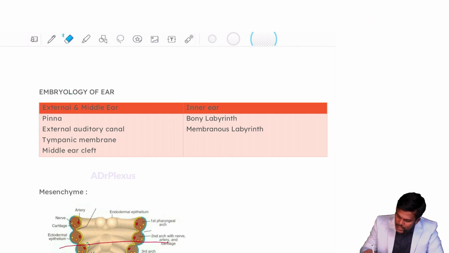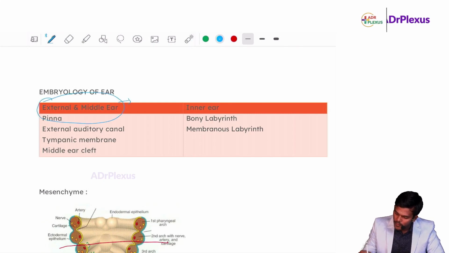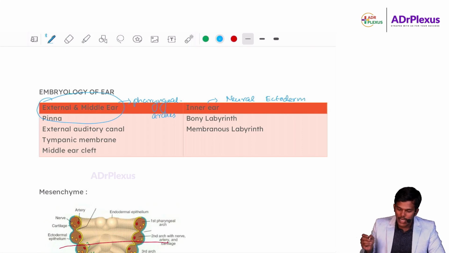External and middle ear have origin from pharyngeal arches. The inner ear has origin from neural ectoderm. Now, what are the important structures in external and middle ear? Pinna, external auditory canal, tympanic membrane, middle ear cleft. In inner ear, bony labyrinth and membranous labyrinth.